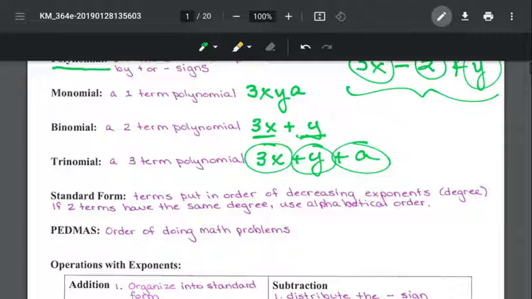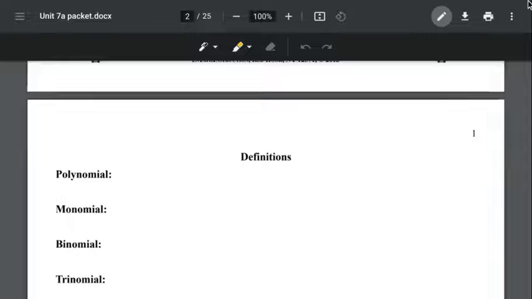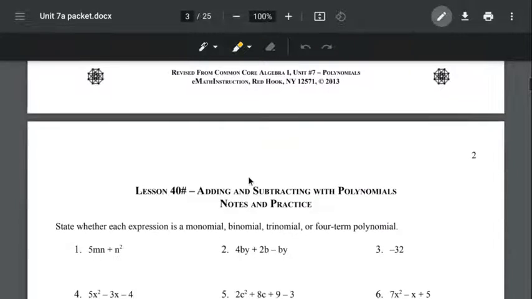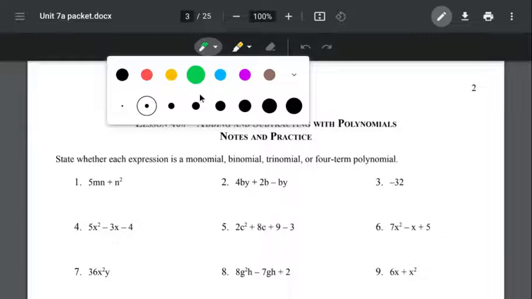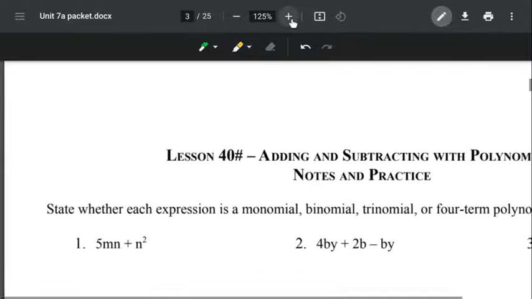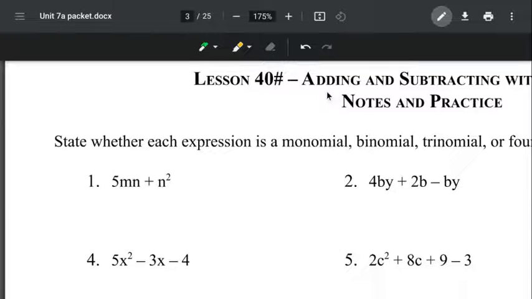So what I want you to do now is turn to page 2. And I'm going to open up my page 2. See, here's my blank copy. And we are going to look at lesson 40. So let me get my pen ready. Let's see. I'm going to zoom in. So again, this is lesson 40. We're adding and subtracting, and we're dealing with vocabulary. So we're on page 2.